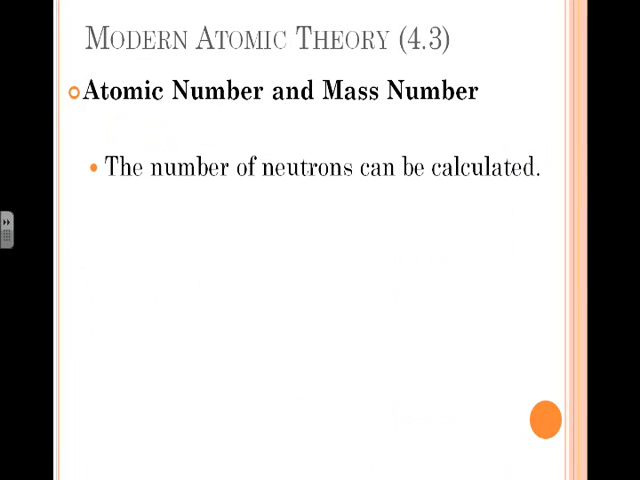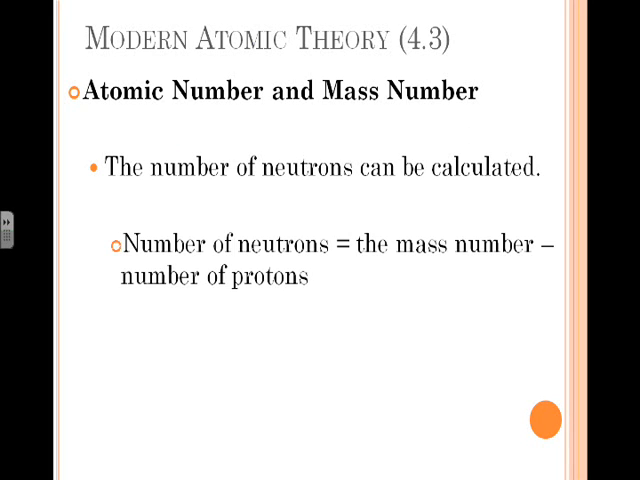Now this is what I probably should have had before these pictures. I apologize. But this is how you calculate the number of neutrons. This is where you take the mass number minus the number of protons. And again, remember, the number of protons is also the atomic number, so you can say the mass number minus the atomic number, or the bottom number minus the top number if that helps you.